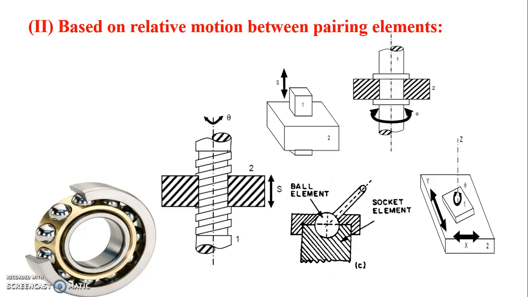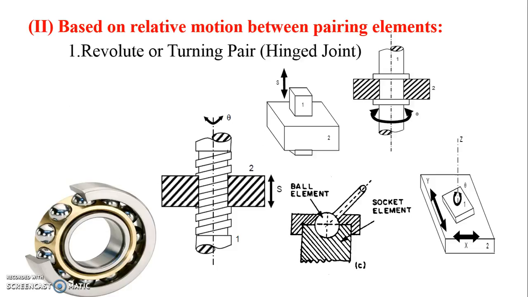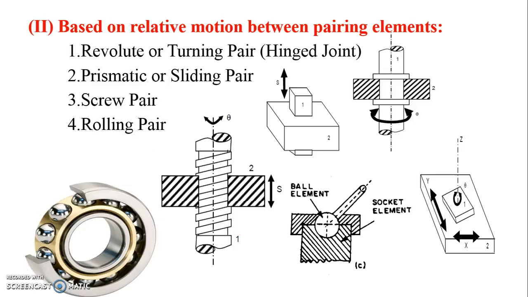Based on the relative motion between pairing elements, again it is classified into turning pair, sliding pair, screw pair, rolling pair, spherical pair, planar pair. In turning pair, when the two elements of a pair are connected in such a way that one can only turn or revolve about a fixed axis of the other link, this pair is known as turning pair.